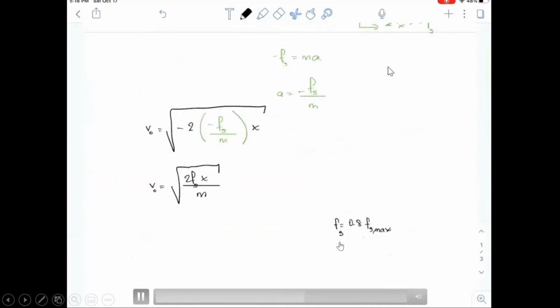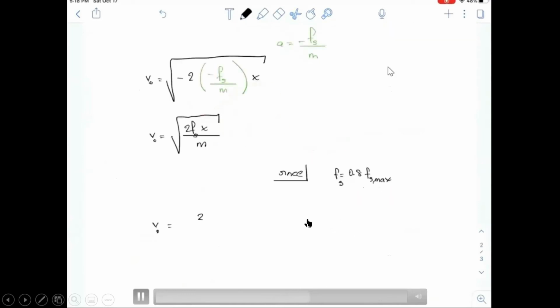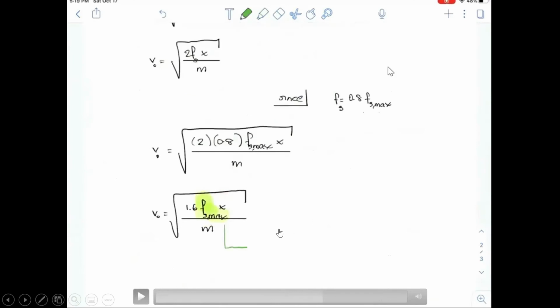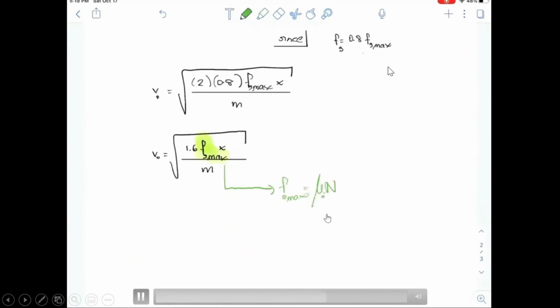I do a back substitution. So we got 2 times that number. This is going to be 1.6 times the maximum static frictional force times x. Once again, we don't know the mass. We don't know the maximum static frictional force. But we do have an expression for the maximum static frictional force. Guys, the expression is going to be this: mu sub s times n.